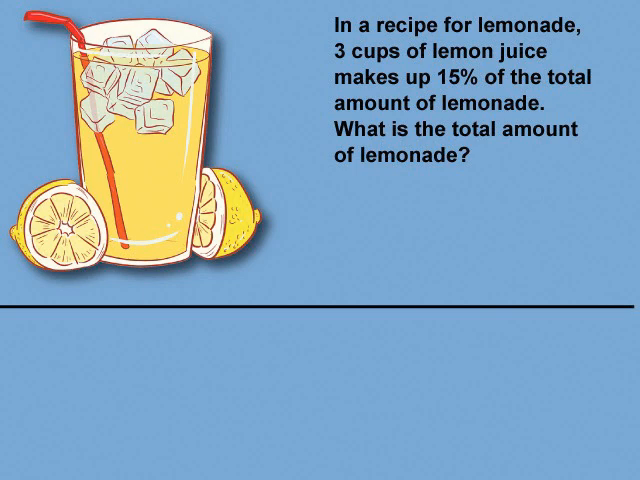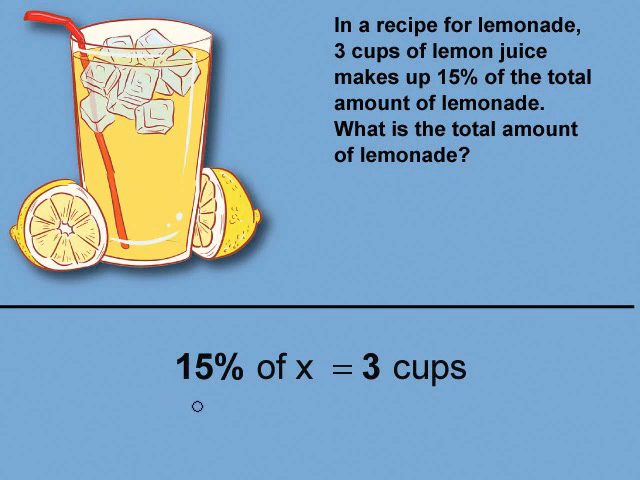In a recipe for lemonade, 3 cups of lemon juice make up 15% of the total amount of lemonade. What is the total amount of lemonade? There are 3 cups of lemon juice in a much larger container of lemonade. The amount of lemon juice is 3 cups, and this makes up 15% of the whole. So we have enough information to write the equation shown here. 15% of x equals 3 cups.